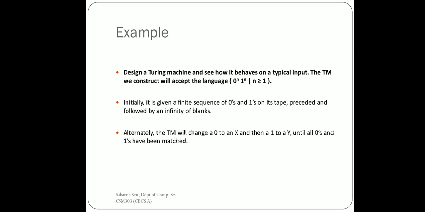So our approach should be like this: whenever it encounters a 0, it will change it to another variable, so that we can keep track of how many zeros we have encountered till now. And whenever it encounters a 1, it will change it to another variable, so we can keep the match, right? So let us see how it is going to change.